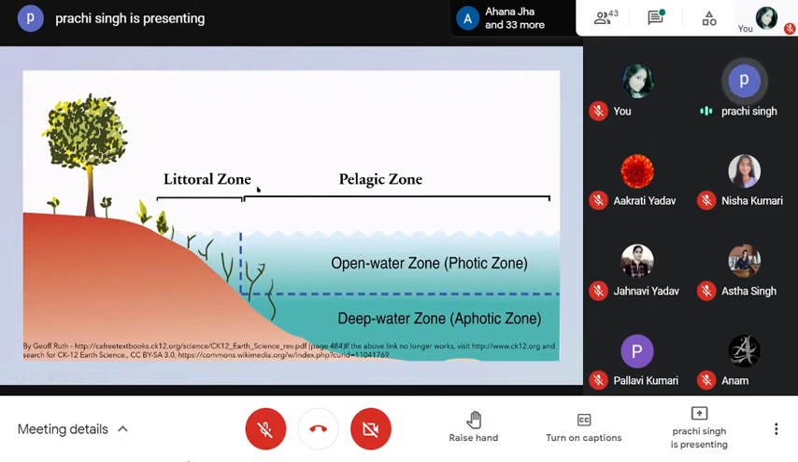Now, the offshore zone, which is known as the pelagic zone, is further divided into two zones depending on the amount of sunlight it receives. The photic zone receives a high amount of sunlight, and the deep water that receives very little or no sunlight is known as the aphotic zone. Another name for the open water, the photic zone, is the limnetic zone, and the deep zone is the profundal zone.